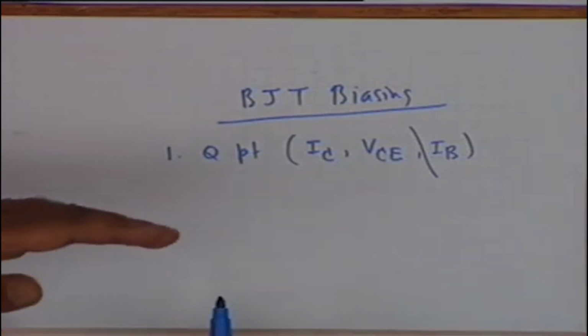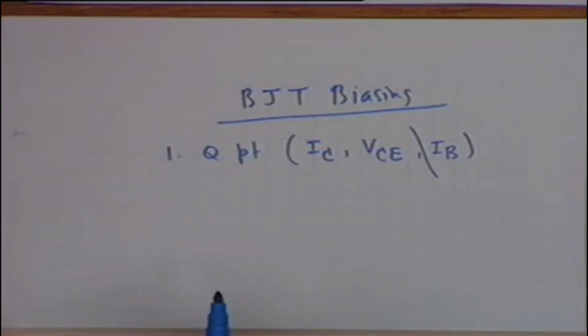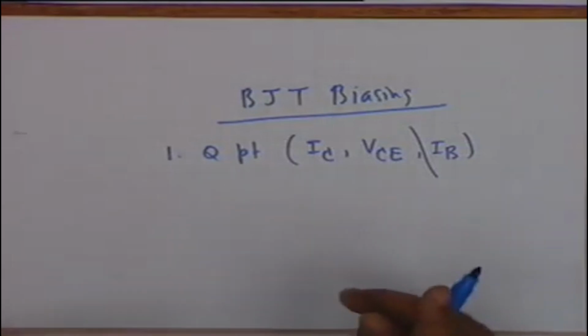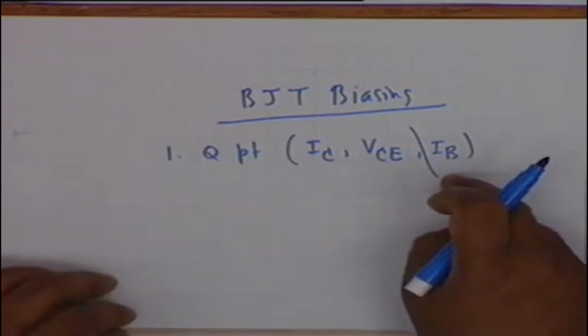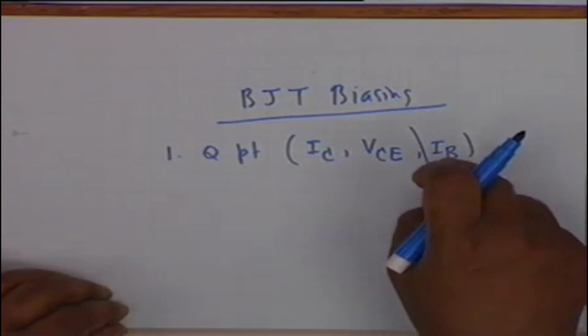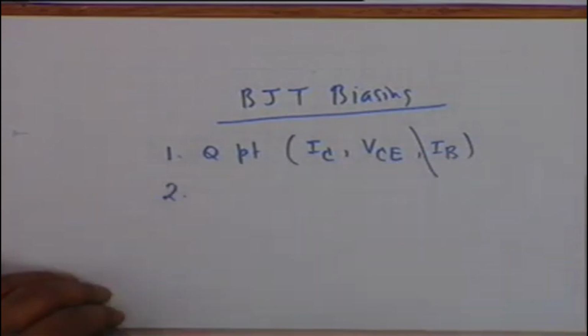You know that the characteristics are irregularly spaced parallel lines, depending on the values of beta, depending on the values of I sub B. I sub B is the parameter, and therefore which I sub B line it lies on. This is an additional point.